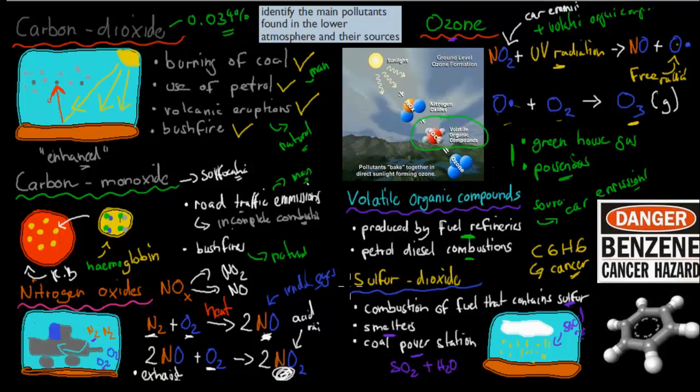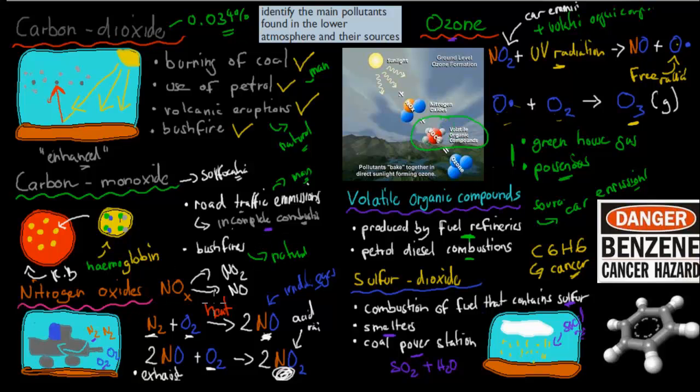I'll quickly recap again. Carbon dioxide is a pollutant because if we have too much of it, it can cause global warming, the enhanced greenhouse effect. Its sources are the burning of coal, the use of petrol, volcanic eruptions, and bushfires. Carbon monoxide is a poisonous gas for us. It can cause us to not get enough oxygen and suffocate. Its sources are road traffic emissions that happen due to incomplete combustion, and also bushfires.